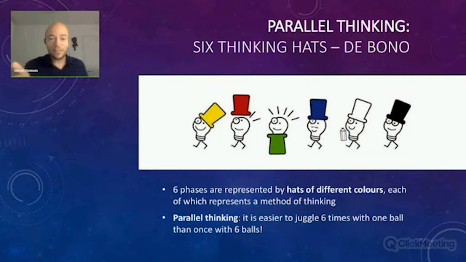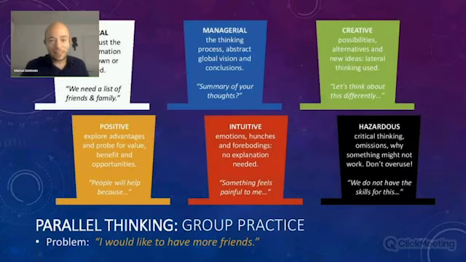He identified these 6 thinking hats, 6 phases with hats of different colors that represent different ways of thinking. And this is parallel thinking because you selectively engage one at a time with these different thought processes. He says it's easier to juggle 6 times with one ball. I might be able to manage that, rather than once and keep 6 balls in the air. So here are the hats that he identified.